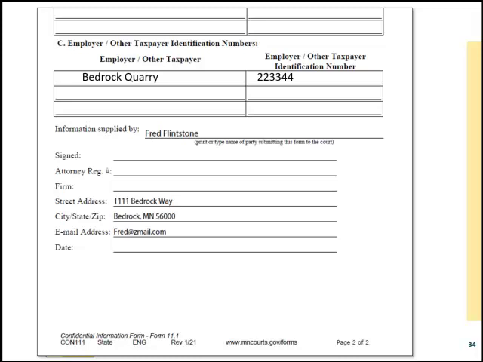Fill in your name on the line that asks who supplied the information. Then fill in your street address, city, state, zip, and email address. You do not have to fill in the attorney registration number or firm name lines. Then sign and date the form.